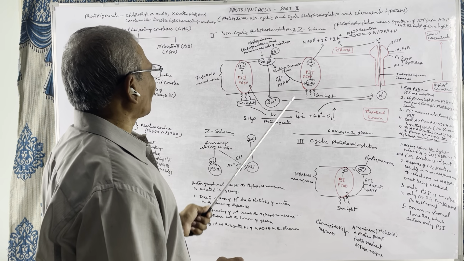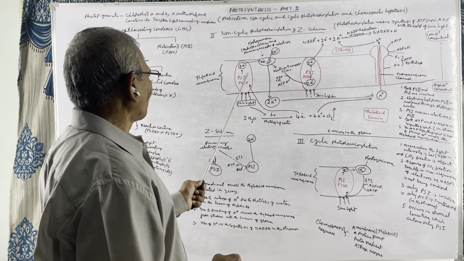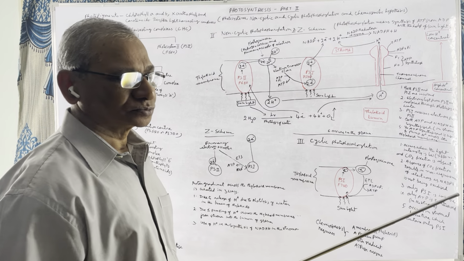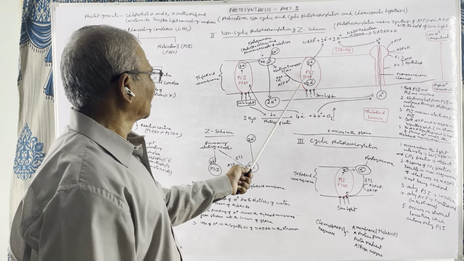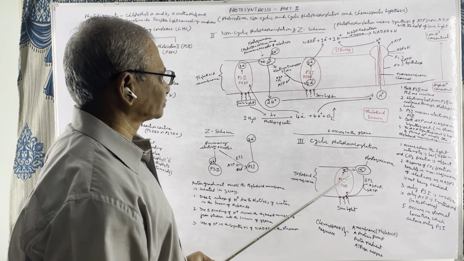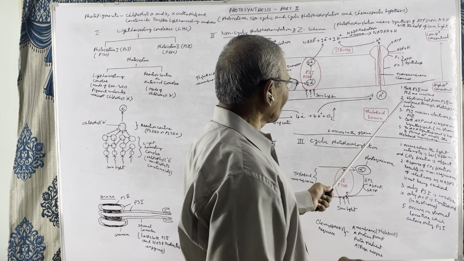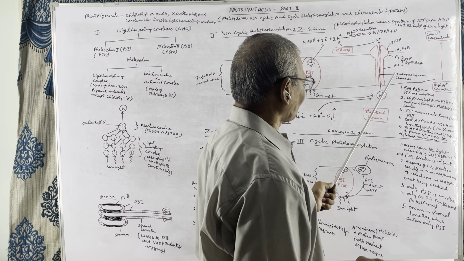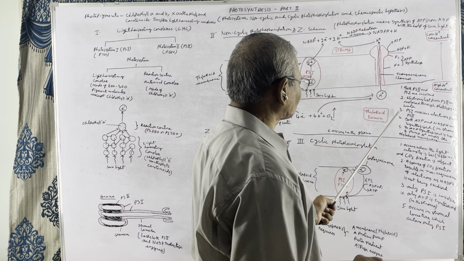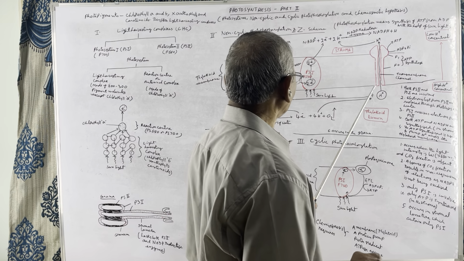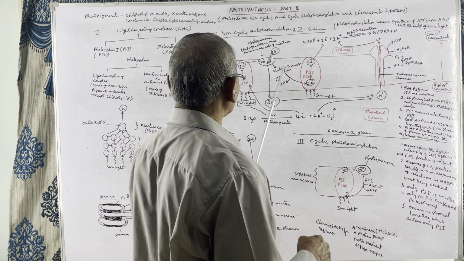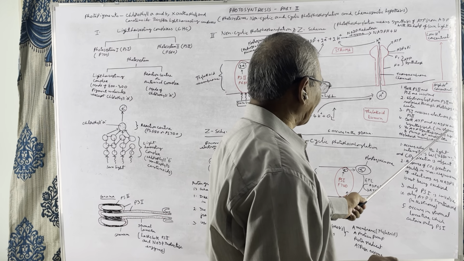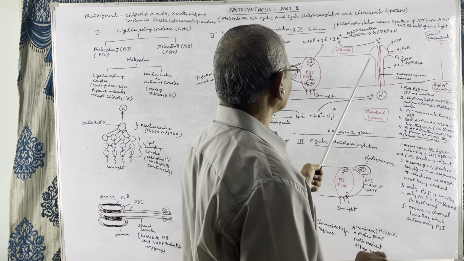Then, in non-cyclic photophosphorylation, both PS2 and PS1 are involved. Both the complexes are involved. Then, electrons lost from PS2 are replaced through photolysis of water. PS1 receives electrons from PS2. From here to here they move. Both ATP and NADPH are synthesized in the stroma here.